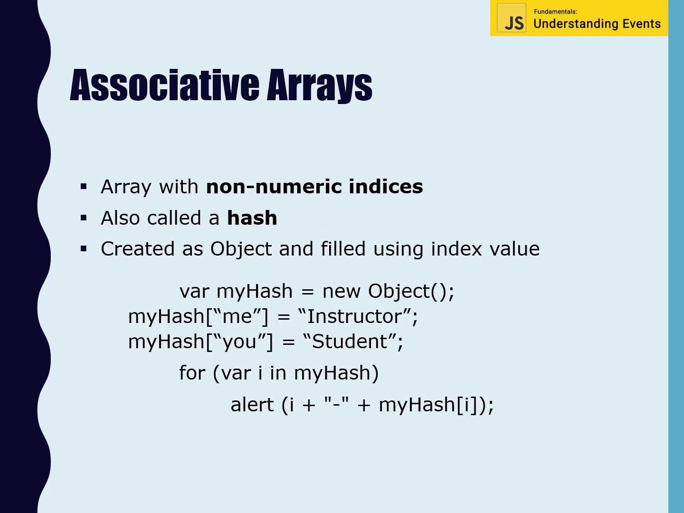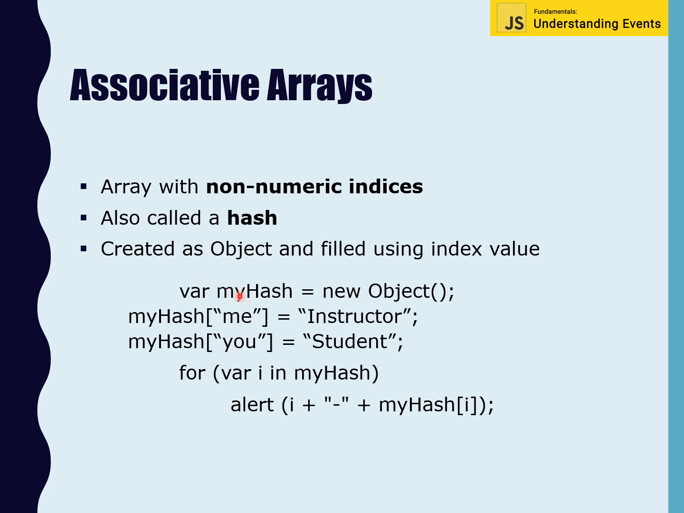Now we can see the associative array. We already mentioned the associative array in the previous class. It is an array with non-numeric indices. For normal arrays, if the array size is n, the index value ranges from 0 to n minus 1. Associative arrays are arrays where the index value is specified by a key. It is also known as a hash, created as an object and filled using index values.